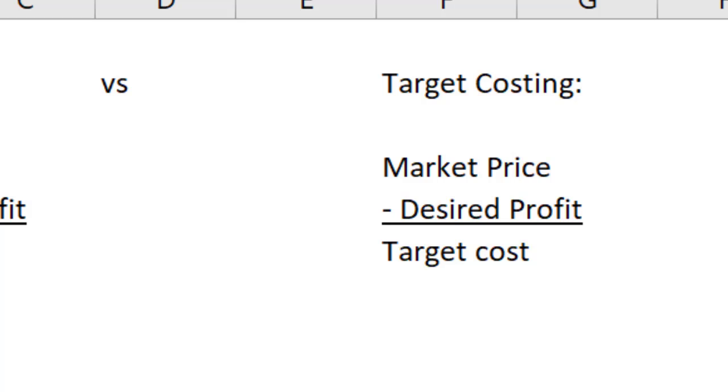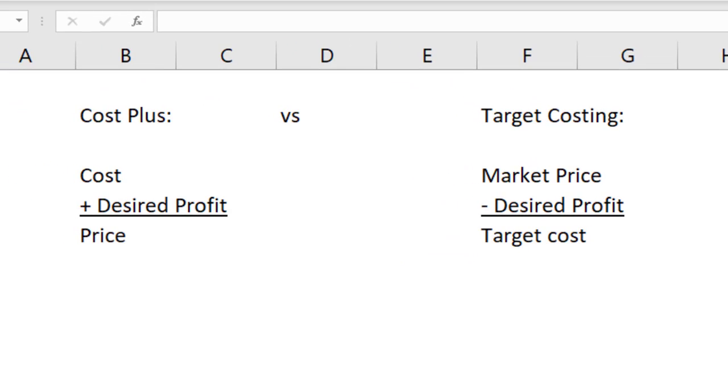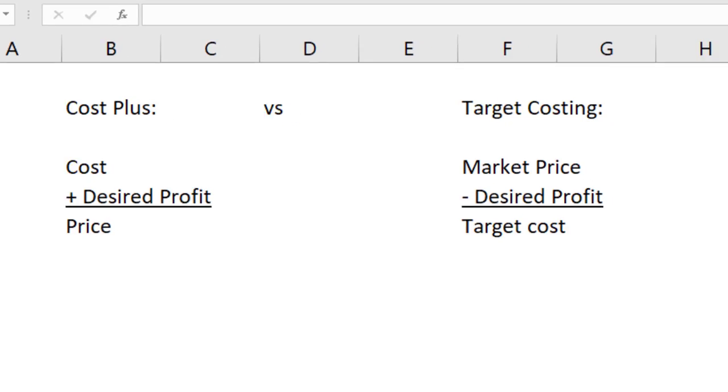So in that case, the market determines the price. So we're not really setting the price at all. The market sets the price. What we have to do is back out our desired profit to see if the cost that we're expecting is going to be low enough for us to get the profit that we want. So these two strategies are going to be based on the situation that we find ourselves in. Not really a choice between the two, but what the situation is. Let's look at these in more detail.